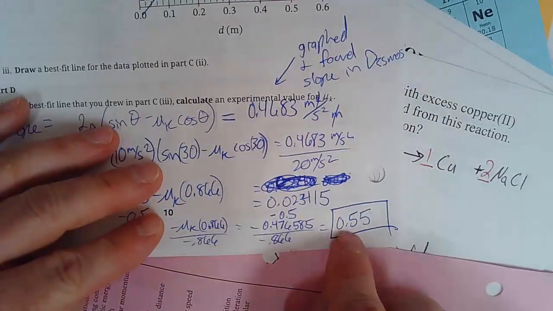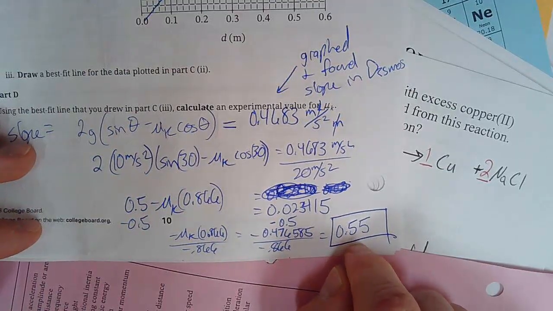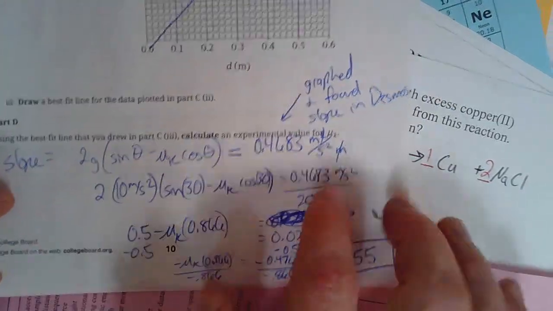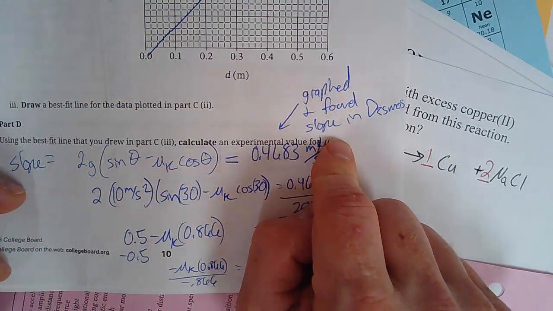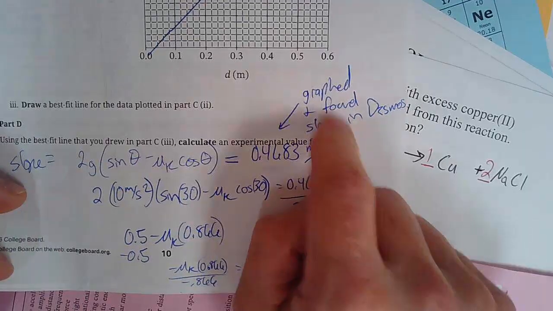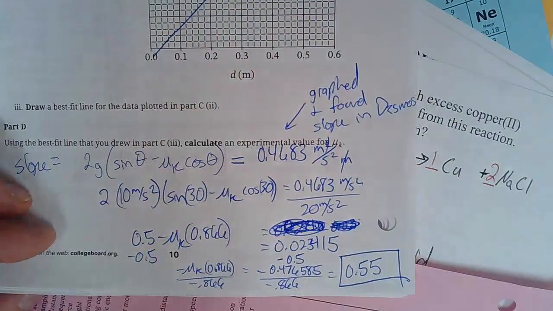this is the general idea. They do give you, I don't know, 10% or something, some reasonable range of values here. So if you actually didn't graph it in Desmos or something, that's fine. You could have picked a couple of points on your best fit line and found the slope between those 2 points or something, that would have been fine.